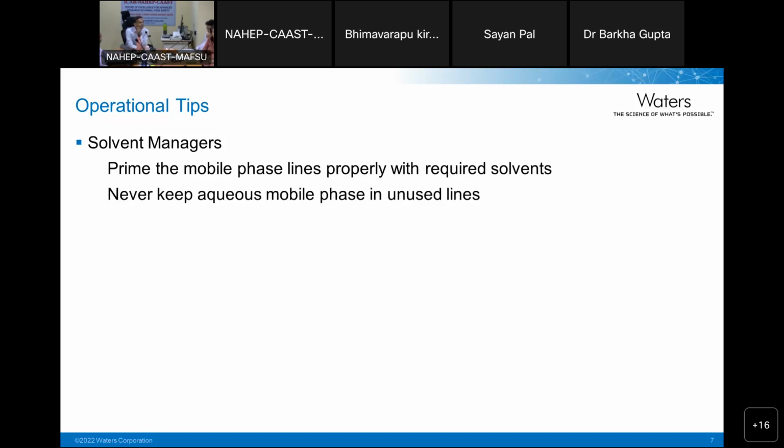Never keep aqueous mobile phase in unused lines. Say there is a quaternary solvent manager which has 4 solvents and you are using only 2 of them and 2 are not used. So never keep aqueous mobile phase in unused lines.